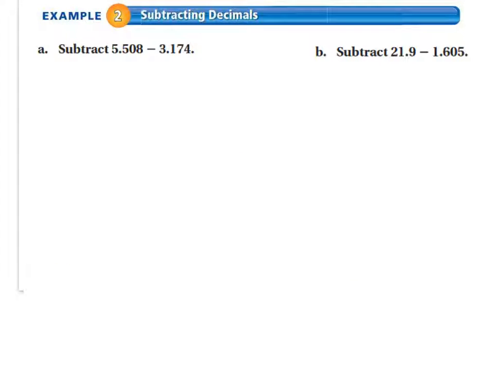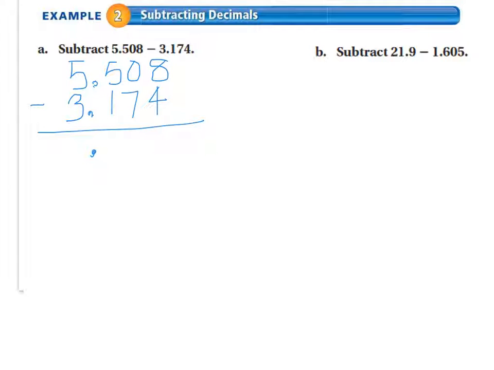Example 2, subtracting decimals. Subtract 5.508 minus 3.174. First step is to write the numbers vertically. 5.508 minus, recording that decimal in the same spot as the first number, directly below, 3.174. And now subtract as normal, bringing down that decimal to the same location.